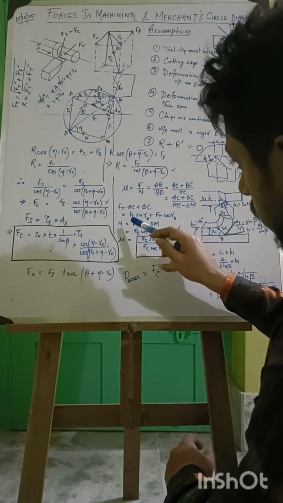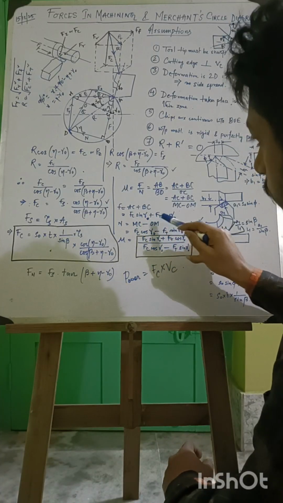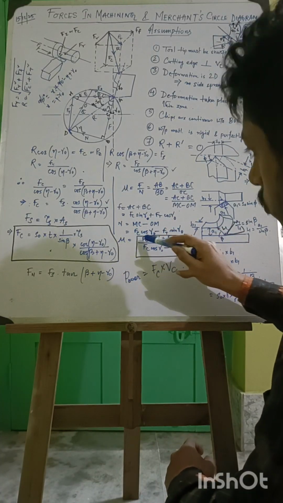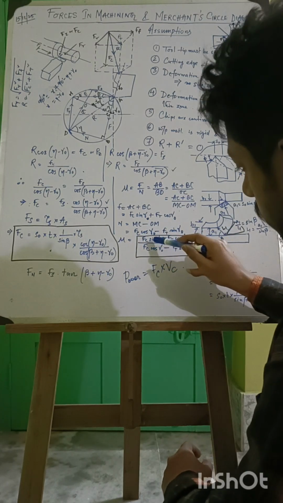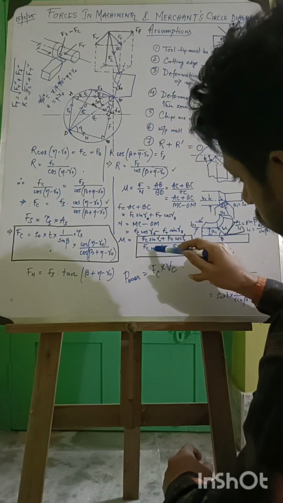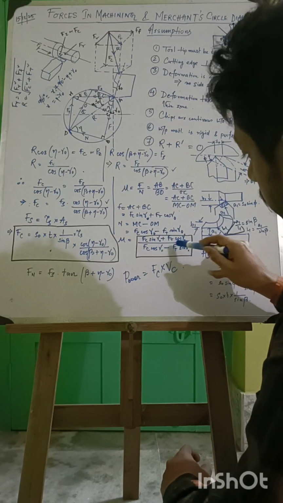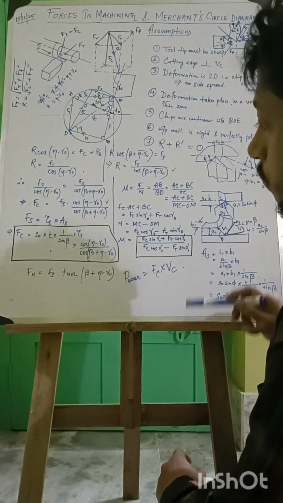So this can be written as F equals Fc sin gamma naught plus Ft cos gamma naught, and N equals Fc cos gamma naught minus Ft sin gamma naught. So mu equals (Fc sin gamma naught plus Ft cos gamma naught) by (Fc cos gamma naught minus Ft sin gamma naught). So this is the apparent coefficient of friction, not the actual coefficient of friction.